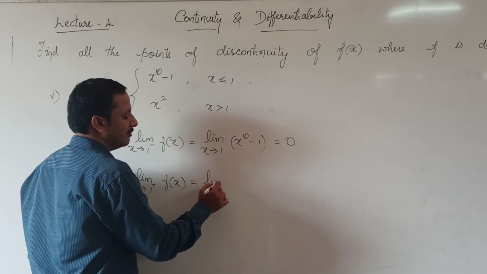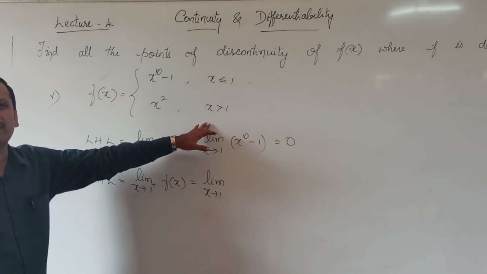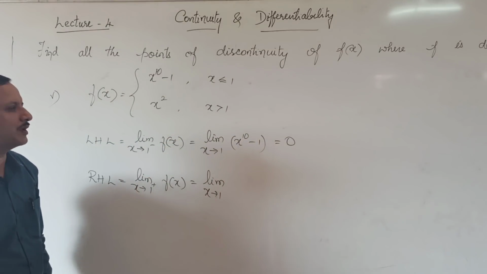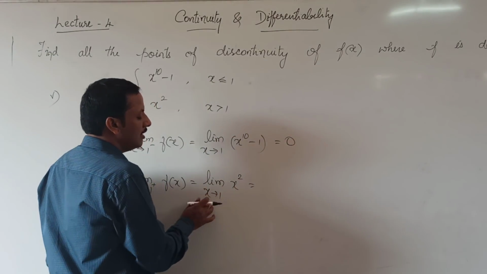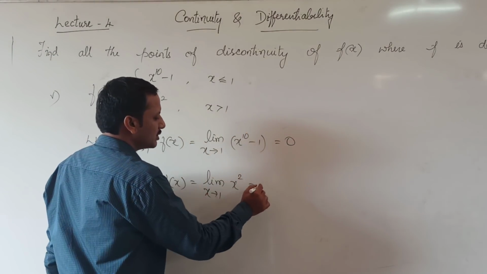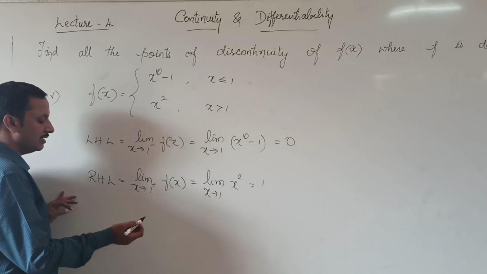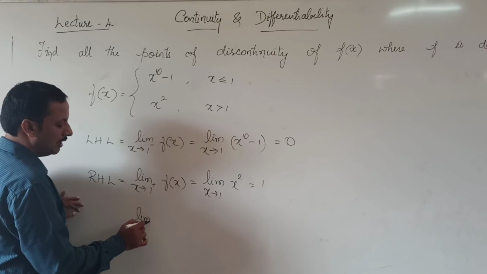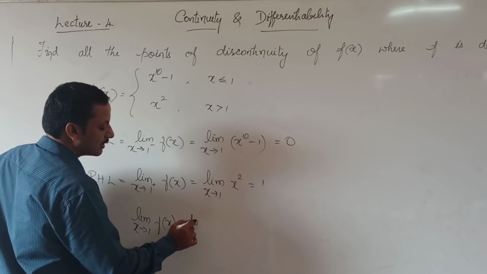Then the right hand limit is limit x tends to 1 plus f of x. X is approaching 1 from the right side, where f of x is defined as x square. Applying the limit, 1 square is equal to 1. The left hand limit is 0, the right hand limit is 1. So limit x tends to 1 of f of x does not exist.